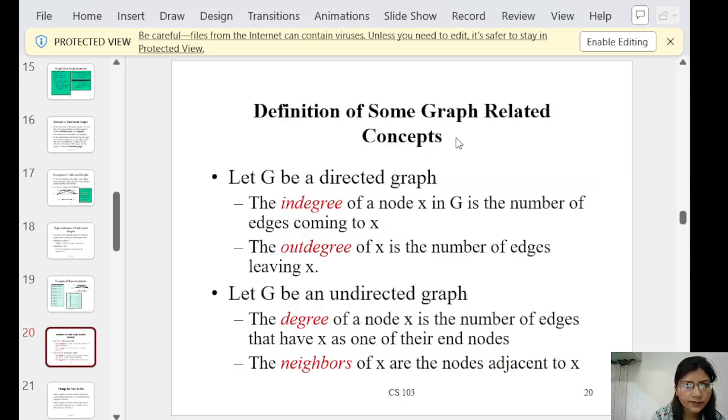Definitions of some graph related concepts. Let capital G be a directed graph. The in degree of node x in G is the number of edges entering x. The out degree of x is the number of edges leaving x. Let capital G be an undirected graph.